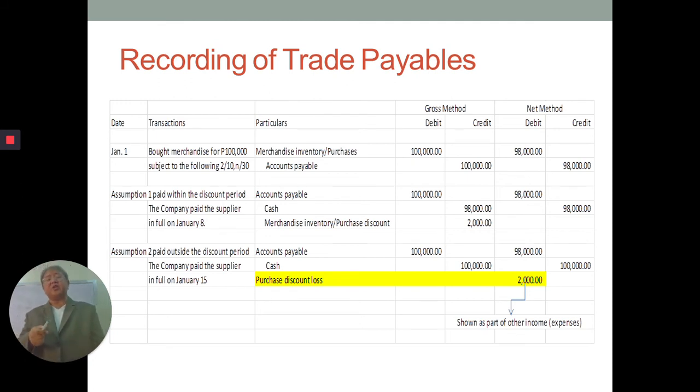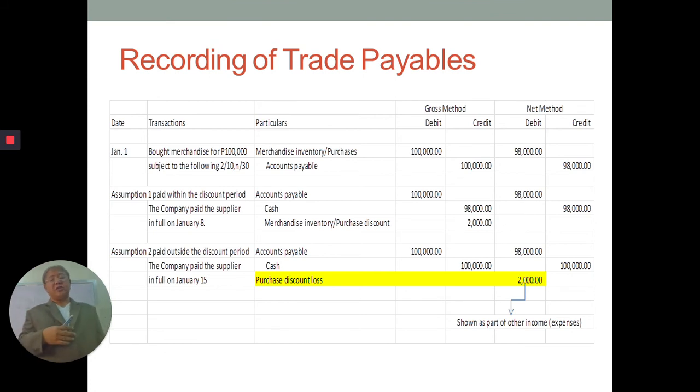So there's a discount. When you say discount, the amount that will be settled may or may not be lower than the original amount. Now, if the company pays within 10 days from the purchase date, then they are entitled to a 2% discount. Otherwise, if they settle outside the 10-day period, then they will have to pay the whole amount of the obligation. Okay? So under the gross method, your recording will be merchandise inventory, or purchases if you're using the periodic method, for 100,000 and accounts payable for 100,000.